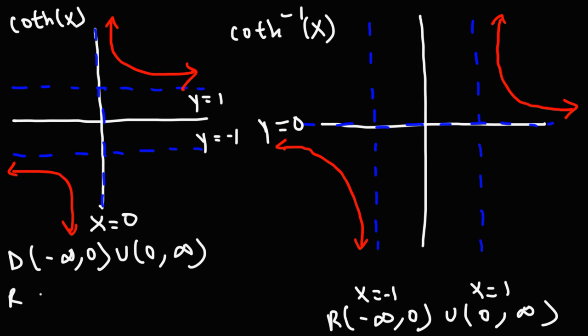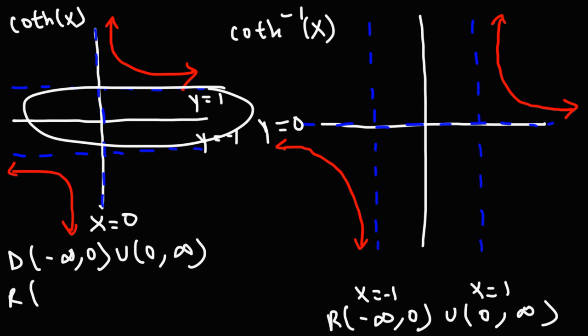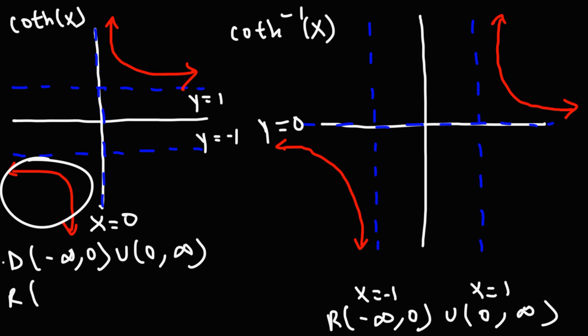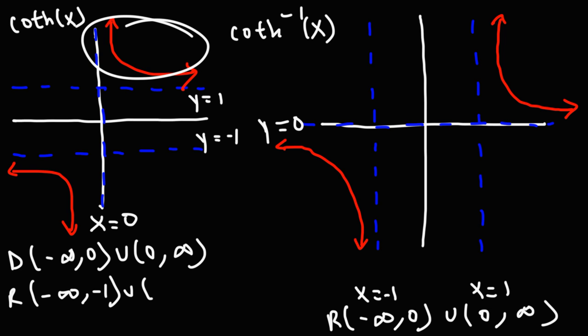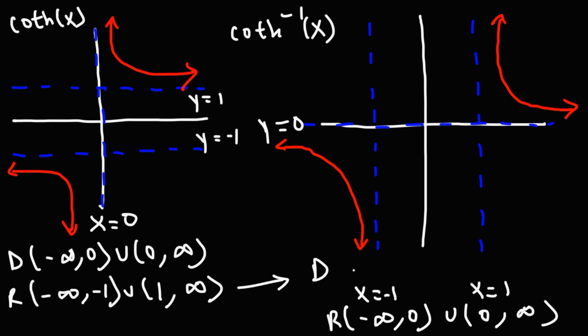Now the range for regular hyperbolic cotangent, we need to remove everything in the middle between the two horizontal asymptotes. So -1 to 1. So the bottom half here is going to be -infinity, and it's going to stop at -1. And the top half will continue from 1 and go to positive infinity. Now the range will become the domain for this function. It's going to be -infinity to -1, union 1 to infinity.